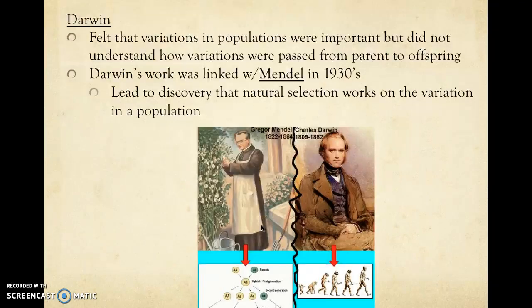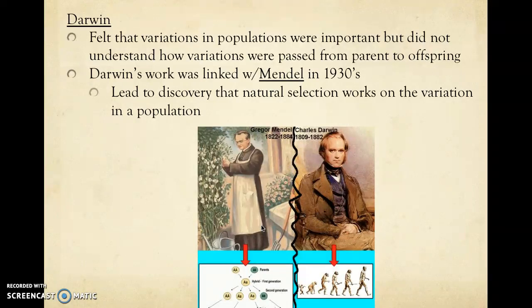All right, so getting started, we're talking about Darwin again. Now remember, Darwin said one of the most important principles of natural selection is that each population has variations. So he felt that that was very important, but he did not understand how variations were passed from parent to offspring. The funny thing is, at the same time, there was a monk named Gregor Mendel, remember him from genetics, who was studying pea plants, and he figured out that there was a factor that was being passed from parent to offspring that was helping the parents pass their traits on.